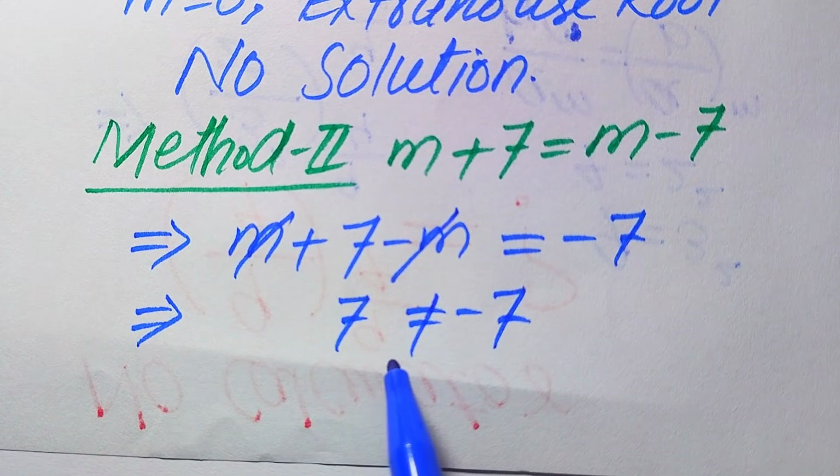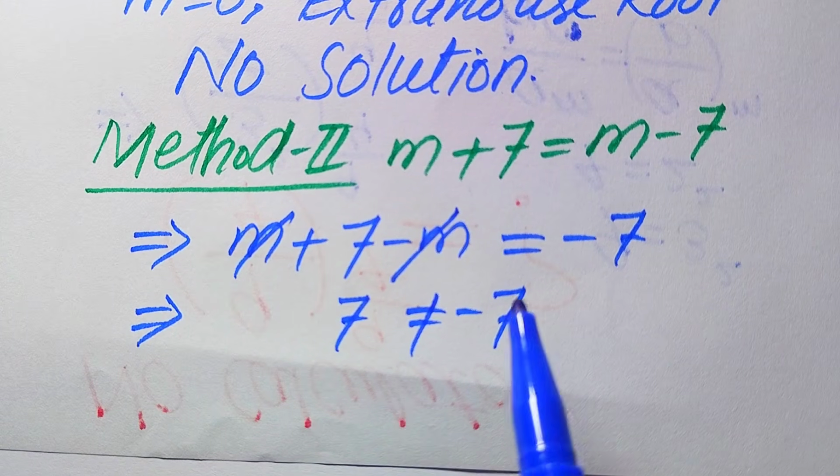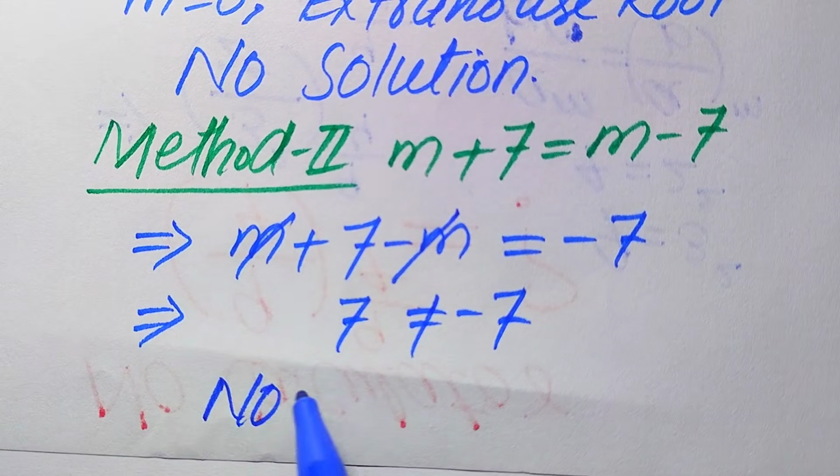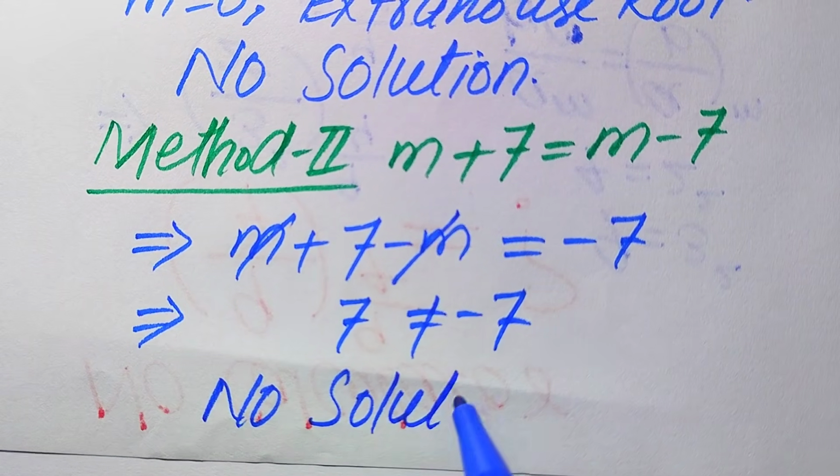So if this is not possible, this means that we cannot get any value of m which satisfies our given question statement. So finally we conclude that this question has no solution in general. This is our final answer.